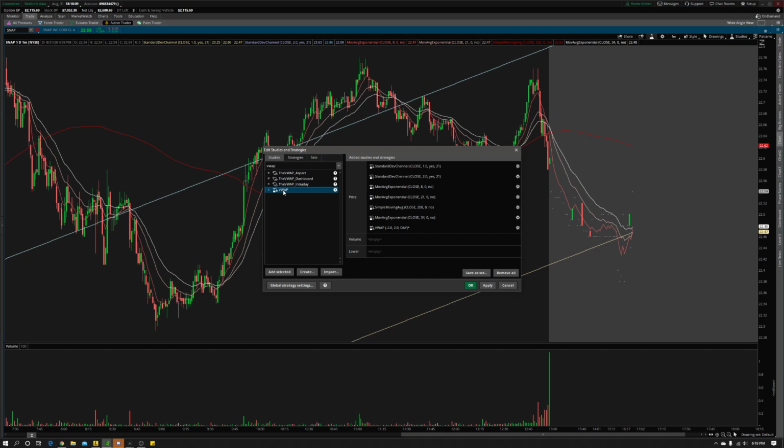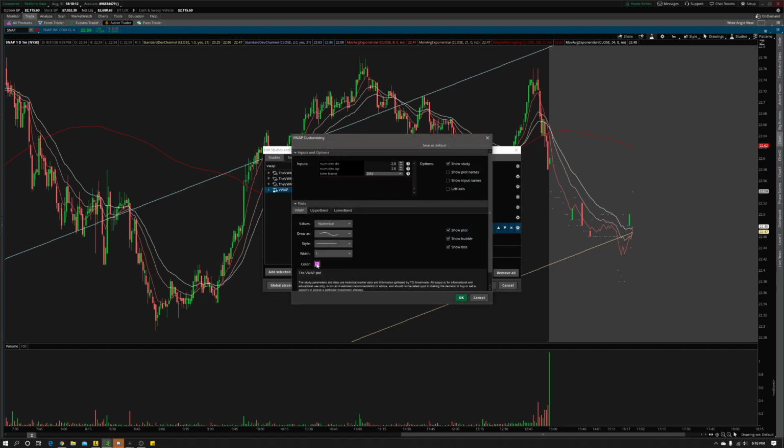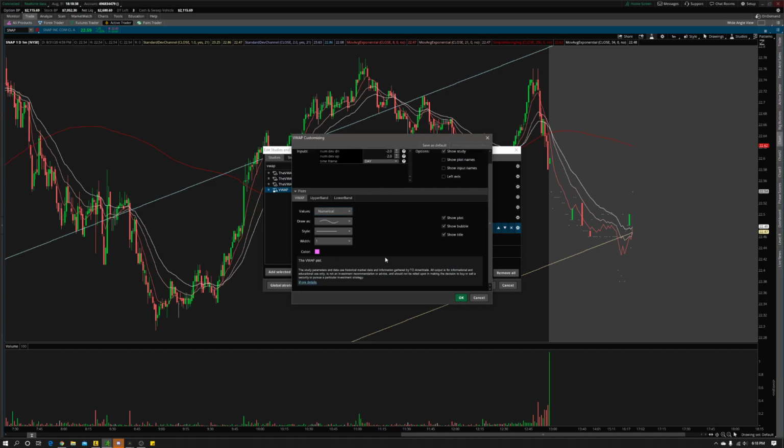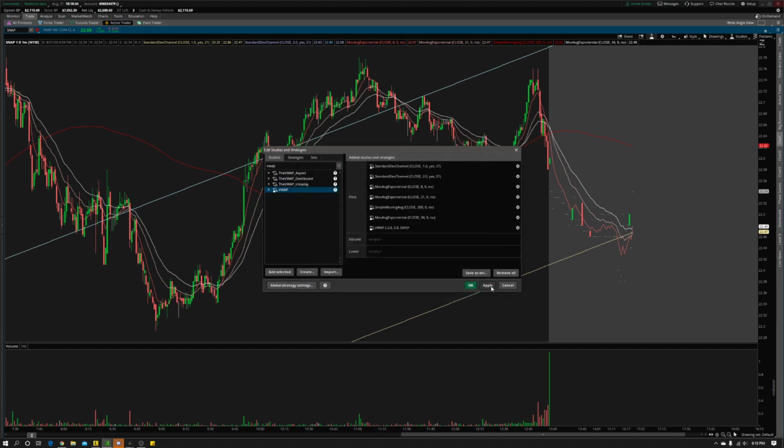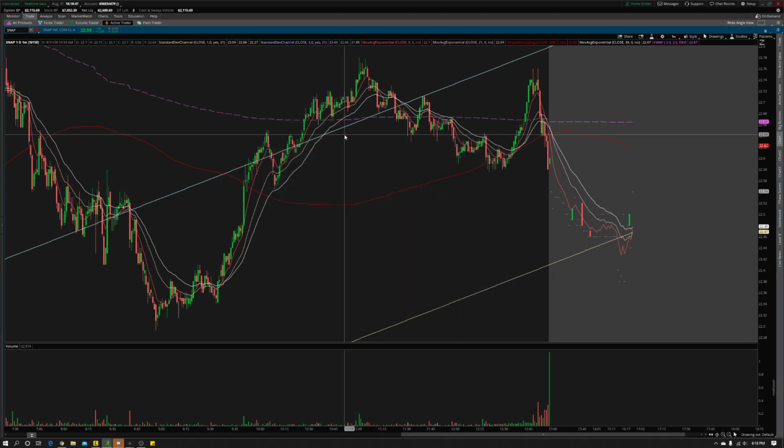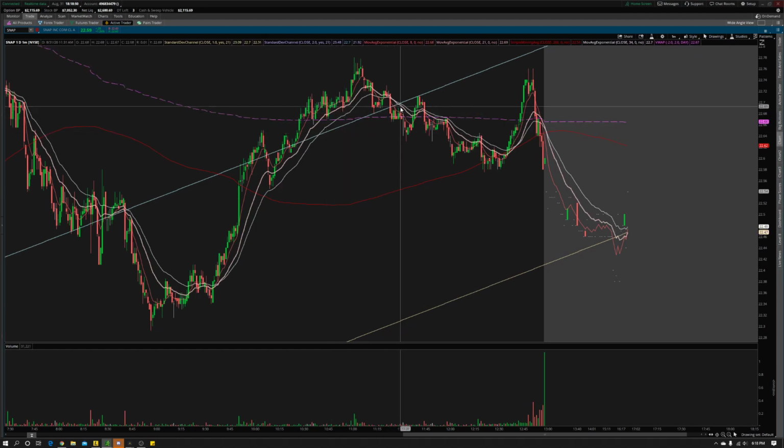We hit VWAP, and I color this one purple. It's actually default to purple. That's the one. I get rid of these upper bands and lower bands, because we have the standard deviations indicator here already, and it's too much on the chart. So VWAP, we have it there, and I make this one dashed, and that's it. Okay, apply. So there's a VWAP. That's the volume weighted average price.